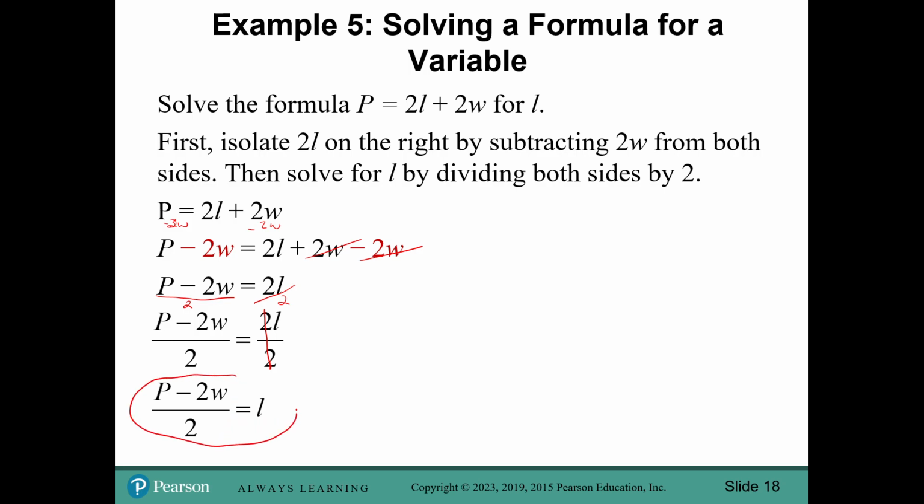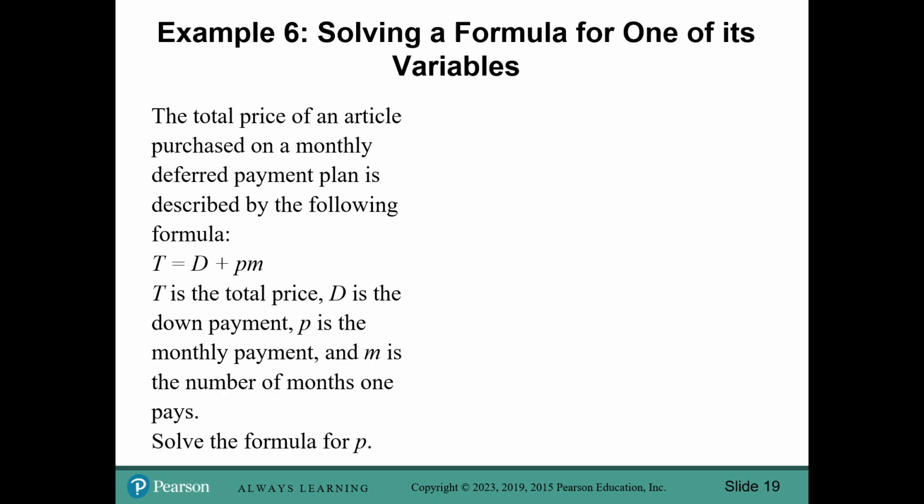This is our solution. Like I said, just treat the letters as if they were numbers for the most part. Move them over, right? Move them over, multiply by them, do what you got to do. In this case, we just simply had to subtract them over. Not a big deal. We have our solution. Perimeter minus 2 width divided by 2 equals the length.